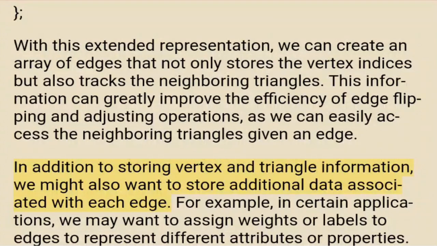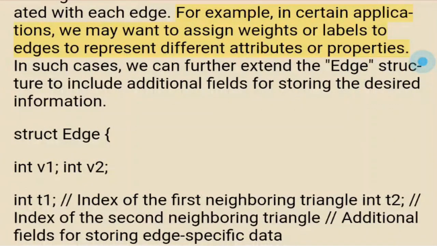In addition to storing vertex and triangle information, we might also want to store additional data associated with each edge. For example, in certain applications, we may want to assign weights or labels to edges to represent different attributes or properties. In such cases, we can further extend the edge structure to include additional fields for storing the desired information. Struct edge. Int v1, int v2. Int t1, index of the first neighboring triangle. Int t2, index of the second neighboring triangle.